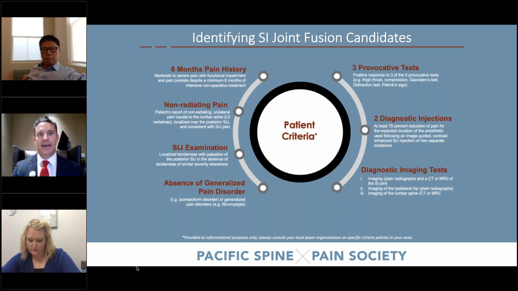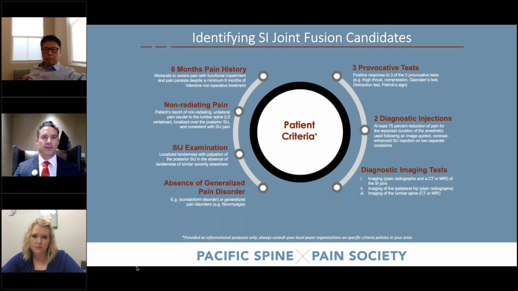So looking at patients and whether or not they're an SI joint fusion candidate, there are several things that we need to look at. I pulled this information from the Noridian local coverage determination. The first thing is that patients have to have a pain history of 6 months, and they have to have failed conservative care. Typically, that means they've failed physical therapy and steroid joint injections. We're also looking at whether the pain is non-radiating, not a radicular pain. They don't have pain shooting down to their foot, and it's more buttock pain than lower back pain.